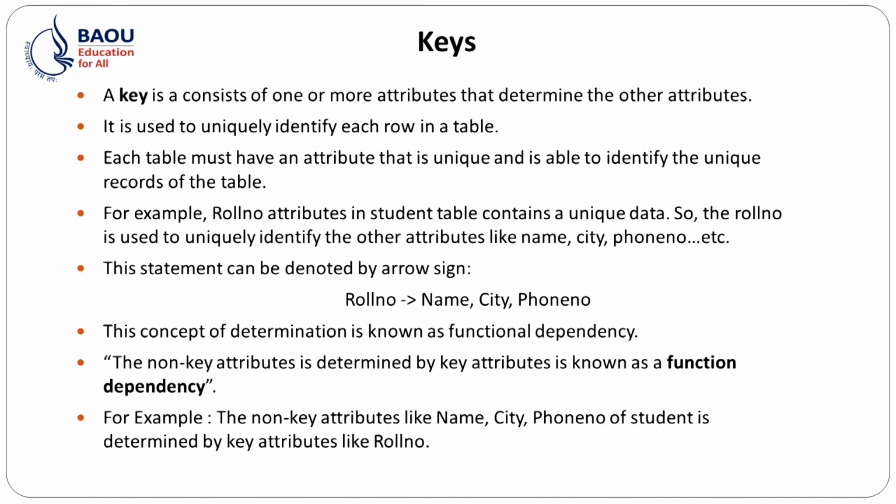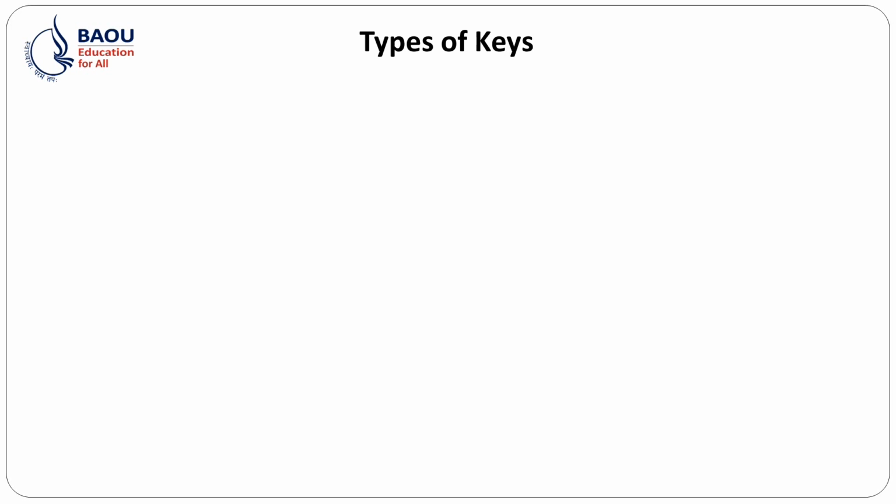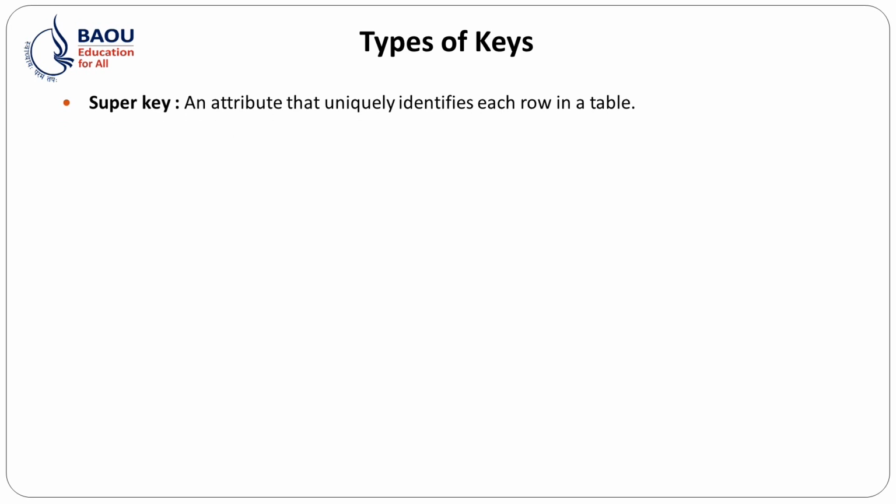Now the next topic is different types of keys. First is the super key. What do you mean by super key? An attribute that uniquely identifies each row in the table is called the super key. For example, roll number or phone number individually uniquely identify the records in the student table. So, individually, each is a super key.